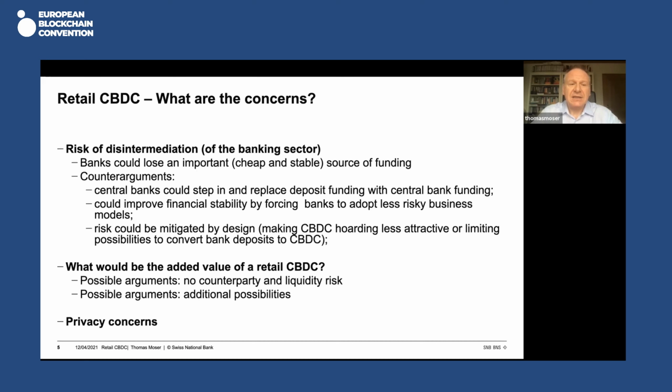And then finally, there are third lines of argument that say, well, we can just design it in a way that mitigates that risk, namely by making hoarding of CBDC less attractive, so that the retail CBDC is only used to make payments, but not as a store of value, not to hoard money. And you just do that, for instance, by making it less attractive. A negative interest rate would be one possibility, or you somehow limit the possibilities to convert bank deposits to CBDC.